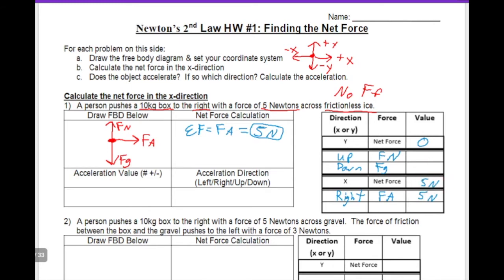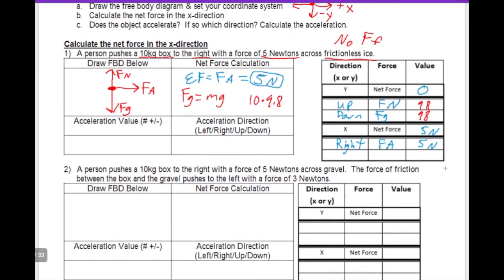Okay. If I did want to solve for the force gravity, I could do that really quickly. I know that force gravity is just equal to mass times gravity, and I know that the mass is 10. Therefore, it would just be 10 times 9.8, giving me 98. On this side, we don't need to solve for the force gravity, but on the back side we will. Now it asks us, what is the acceleration value?